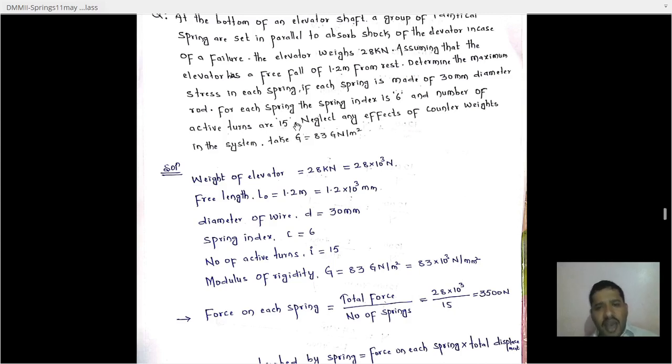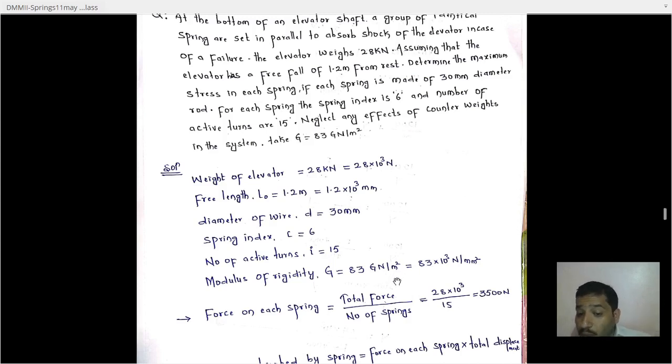Neglect any effect of the counterweight in the system. Take the modulus of rigidity, which is already given, as 83 giga Newton per meter square. We know very well that giga is 10 power of 9, so 10 power of 9 Newton as it is. 1 meter equals how much here?